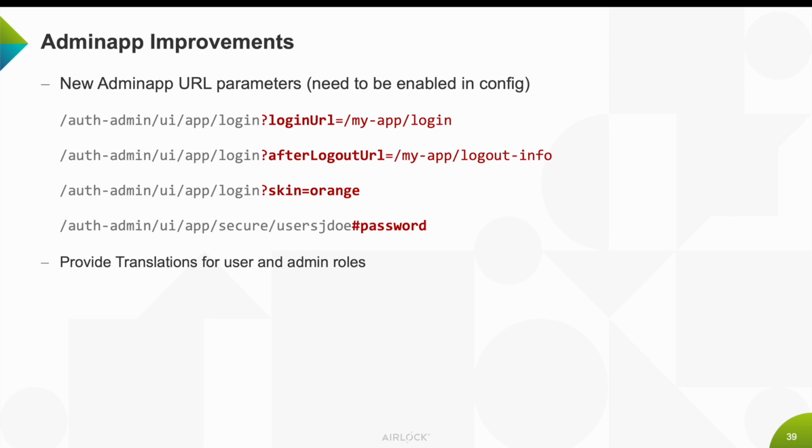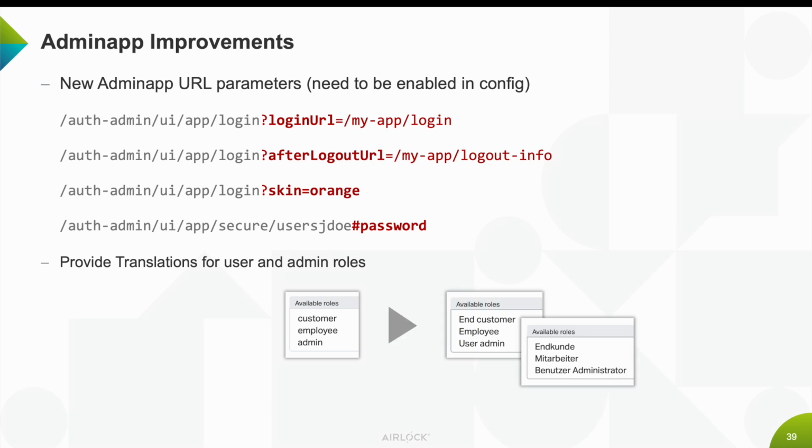And another feature, so moving away from the URLs and the URL parameters, is translations for admin and user roles. So far in Airlock IAM, when it was about to assign or unassign roles to or from users, you could only see the technical names of the roles, like in this example, which is from the demo configuration where it's customer, employee, and admin. It's just the way they are stored in the database or in a directory. Now it is possible to provide translations, so it can be a label that is more human readable, and it can be different for different languages, like in the example shown here, in English and in German.